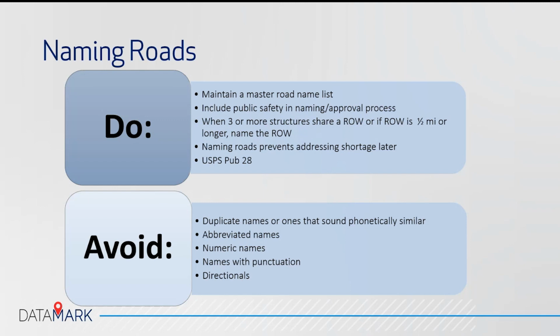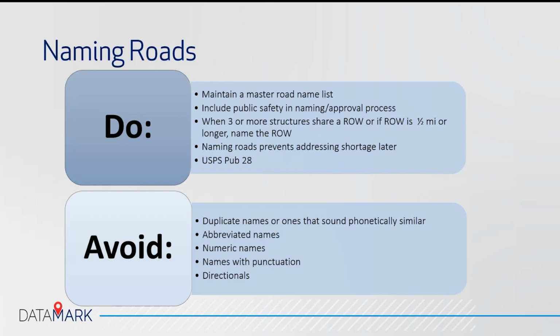Abbreviated names, numeric names. I'm not saying that First Street is wrong. It's just that it can get confusing, especially if you are doing 1st as a number and then first spelled out. So make the differentiation, and basically we would not allow numeric names, but if that's part of your community's way that they number roads or that they name roads, then that's okay. But just make sure that again, it's not duplicated. Names with punctuation, keep it fully spelled out.